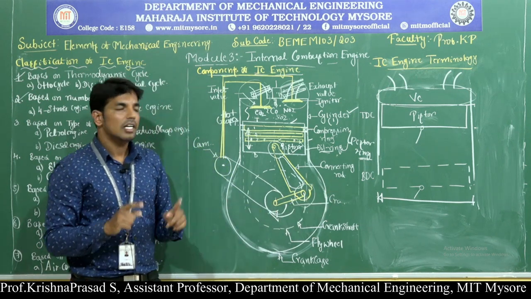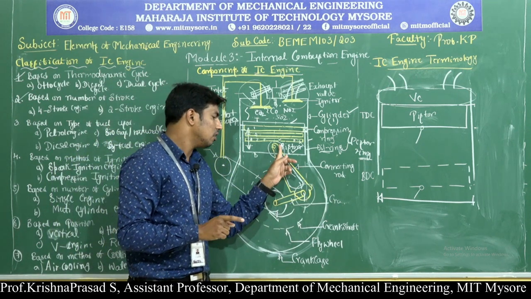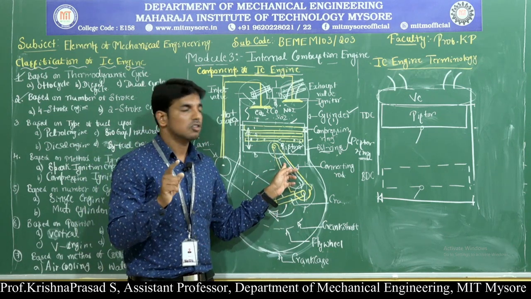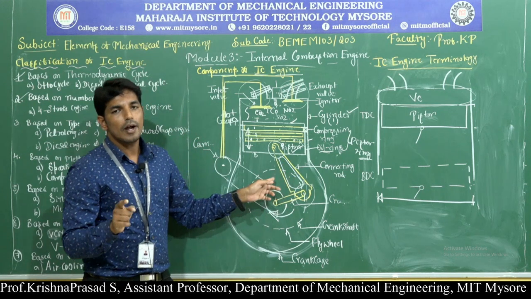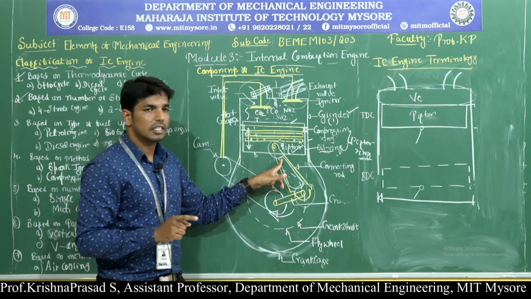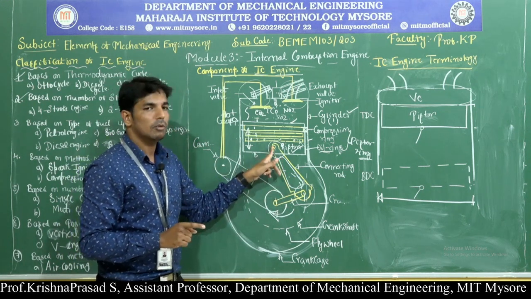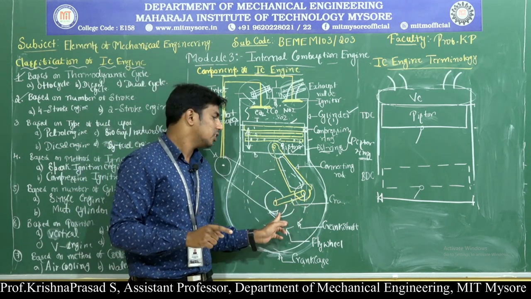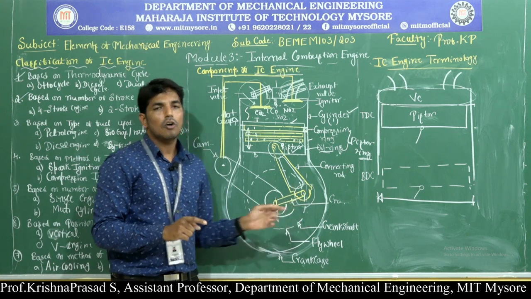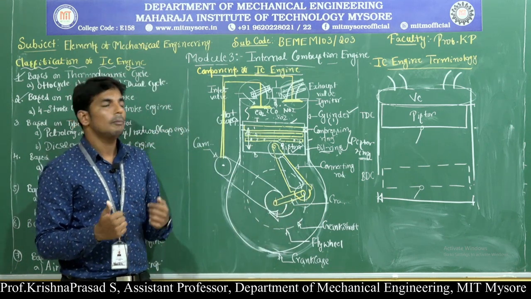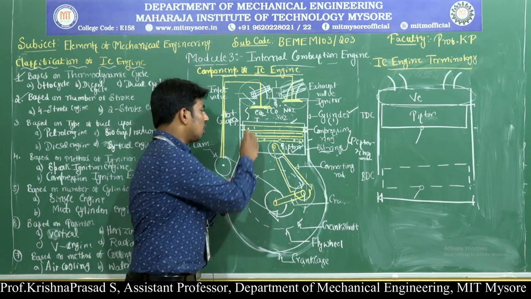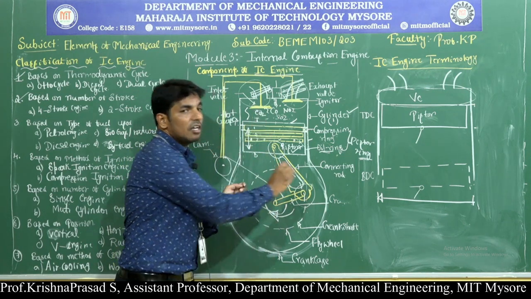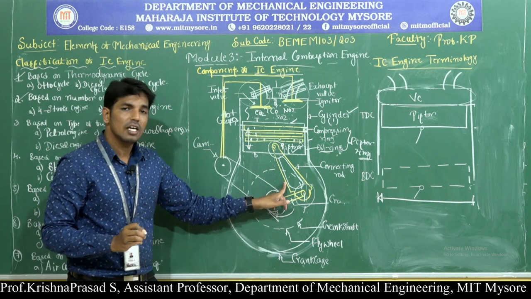Next, the fourth one: what is meant by the connecting rod? The connecting rod forms a link between the piston and the crankshaft. The connecting rod has two ends. The smaller end of the connecting rod is connected to the piston through the piston pin, and the larger end of the connecting rod is connected to the crankshaft through the crank. Then what is the function of the connecting rod? The main function of the connecting rod is to convert the reciprocating motion of the piston into rotary motion of the crankshaft.